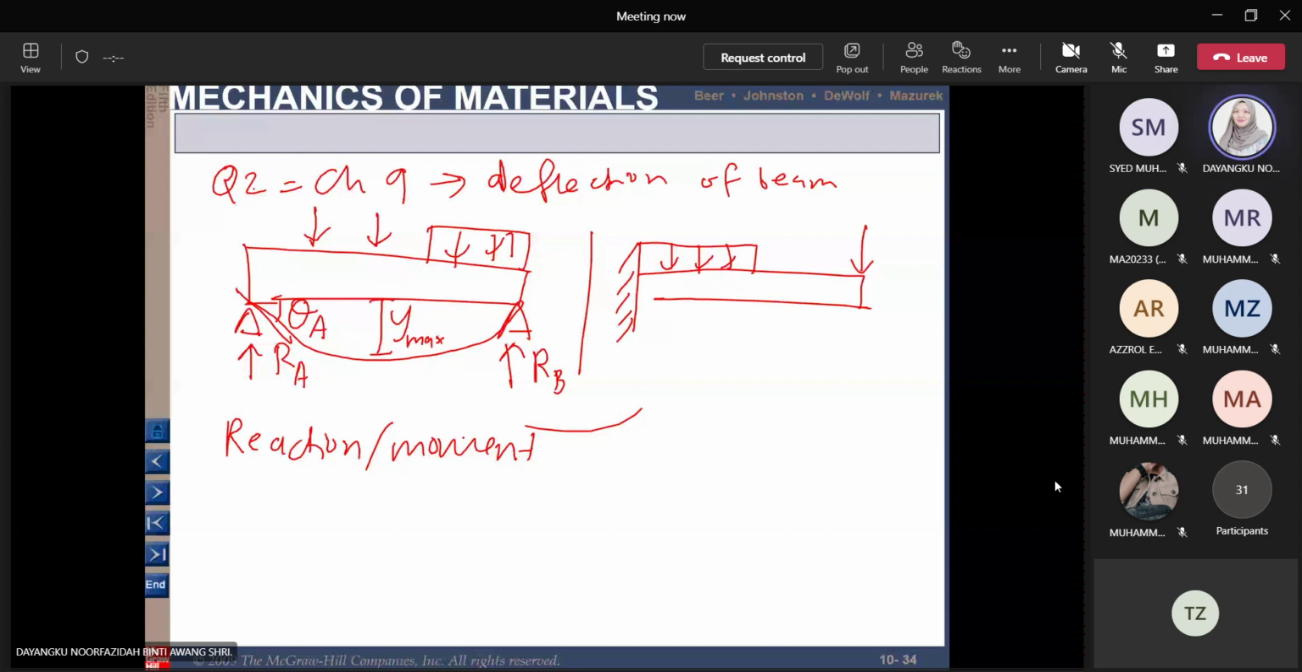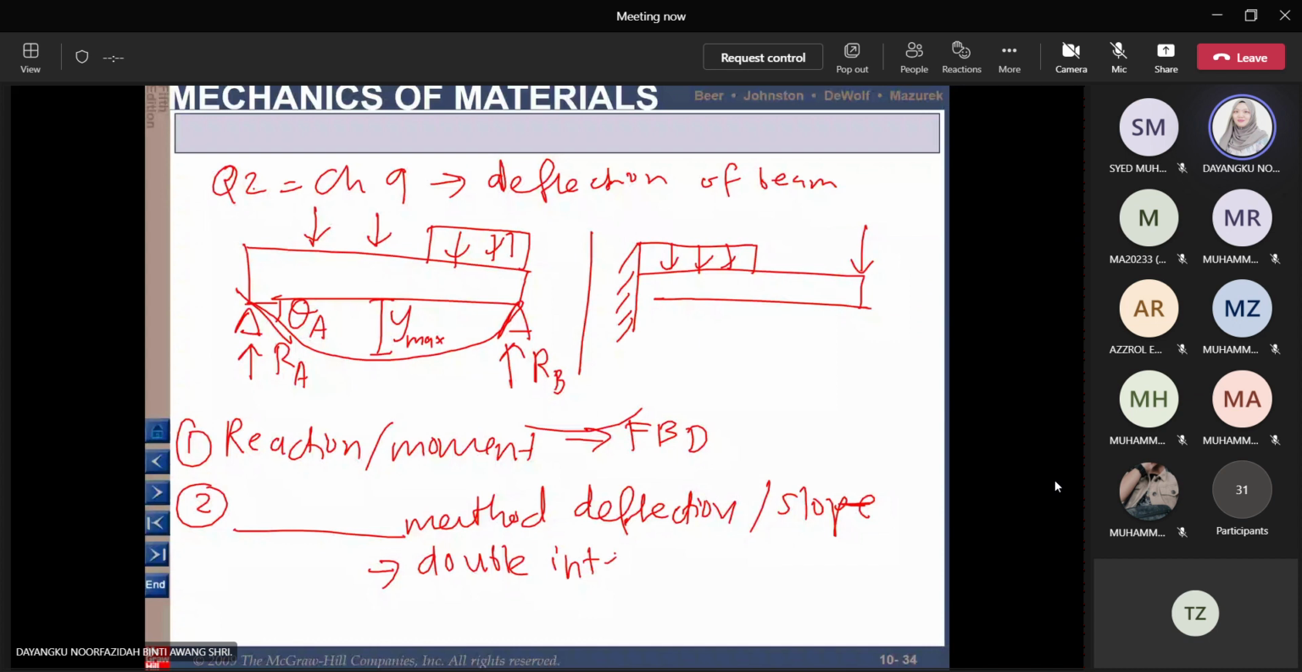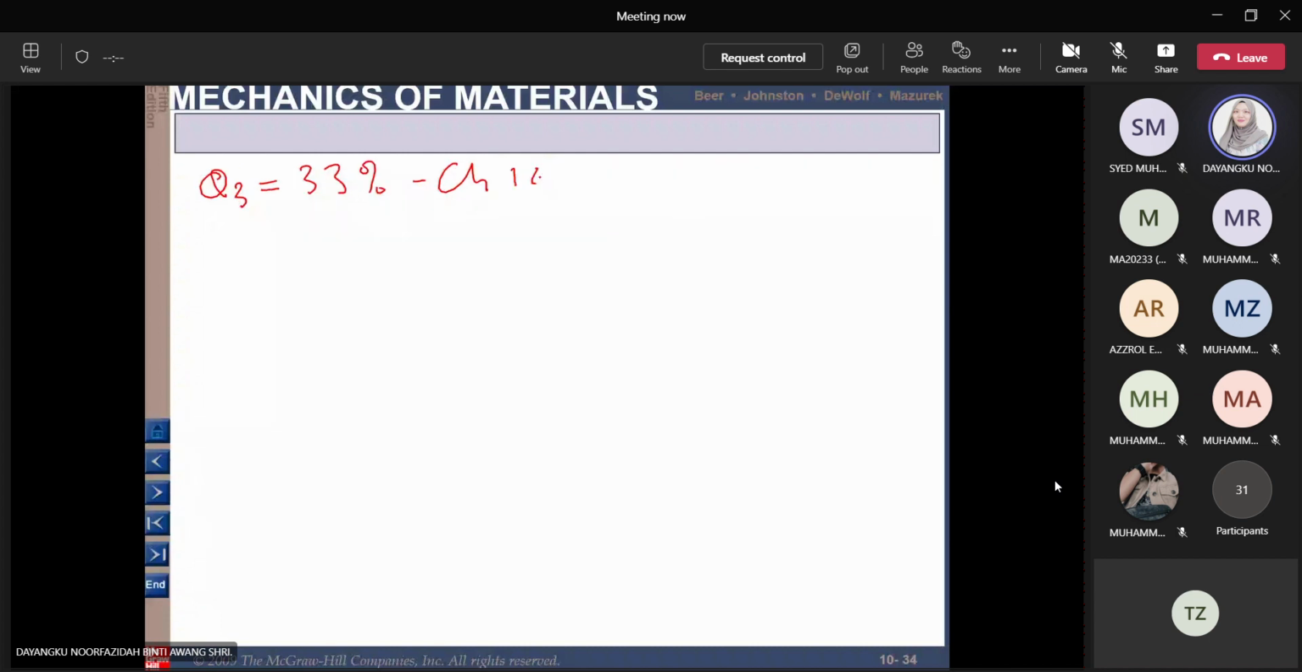Alright, the last one is question 3, on chapter 10. We only have three questions. Question 3 is 33%. This is on chapter 10 that we just finished just now. For this one, we will be on eccentric loading, design, beam, column.